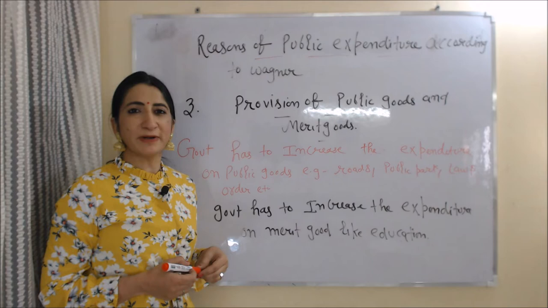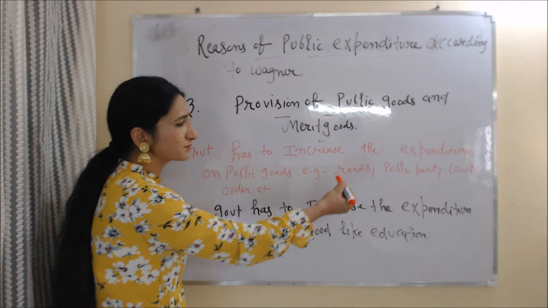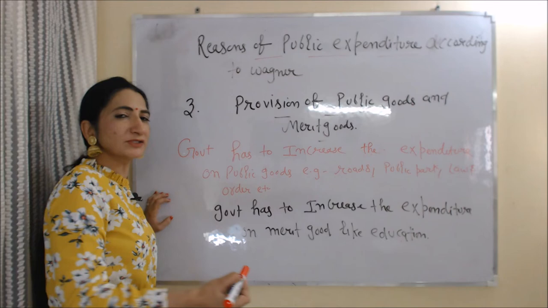Last reason of public expenditure according to Wagner is provision of public goods and merit goods. As we all know, government has to increase the expenditure on public goods, for example, roads, public park, law and order. Similarly, government has to increase the expenditure on merit goods like education.